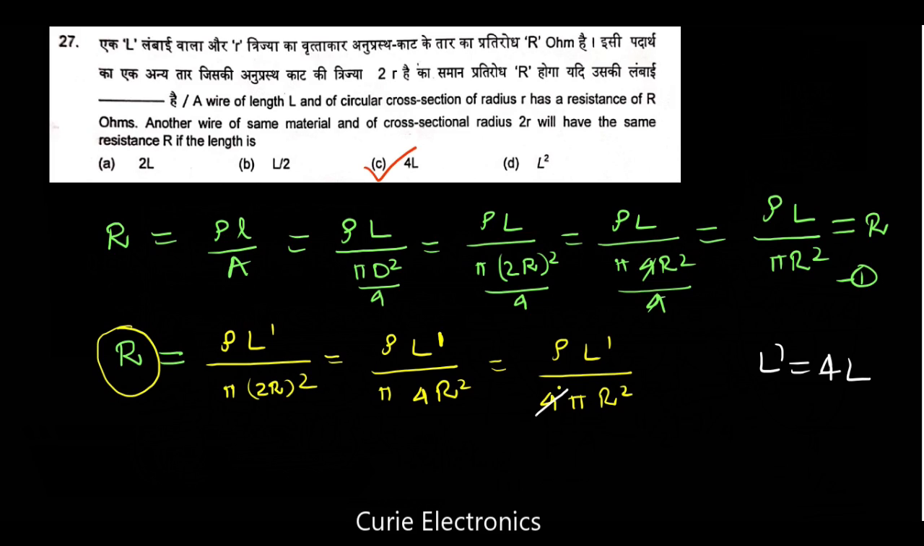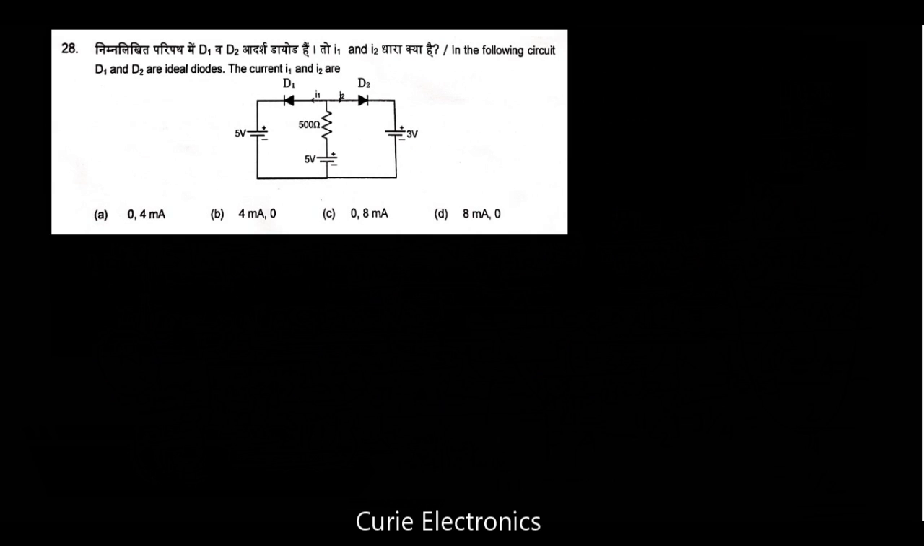So let's move to the next question. Question number 28. Here, what we have to find out: in the following circuit, D1 and D2 are ideal diodes. The currents I1 and I2 we have to find.